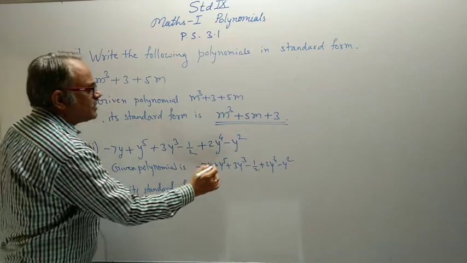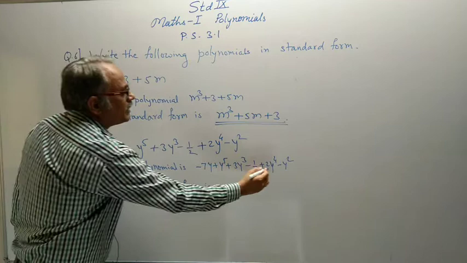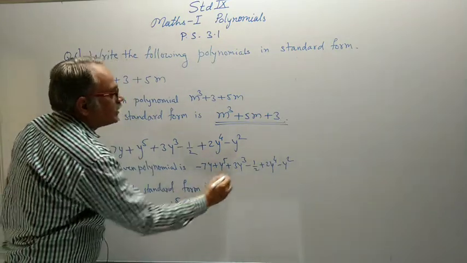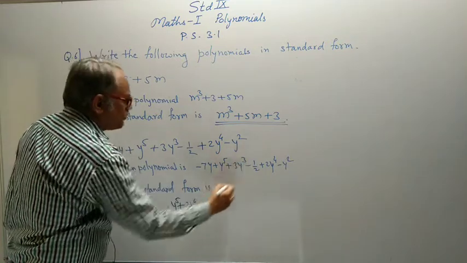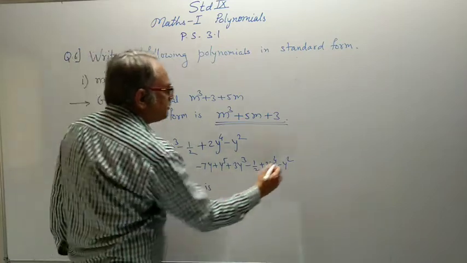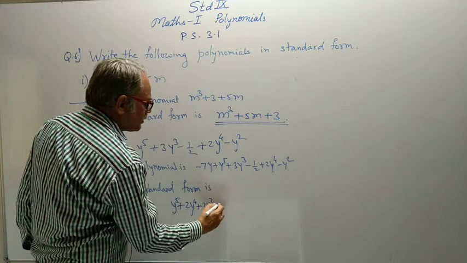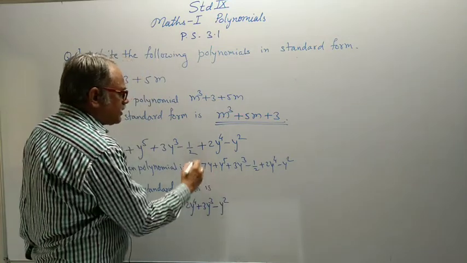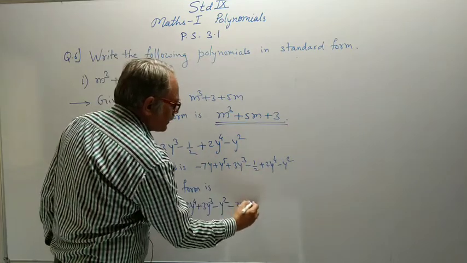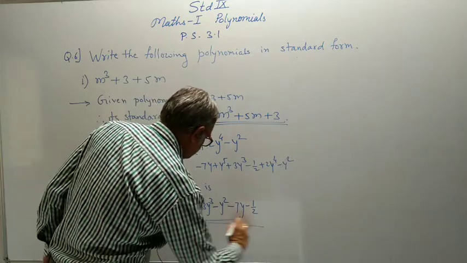Its standard form is maximum first y raised to 5, then y raised to 4 along with sign, then y cube term along with sign, then y square term along with sign, whatever it is, plus, minus, number, coefficient, then y term, then number term. This is called standard form.